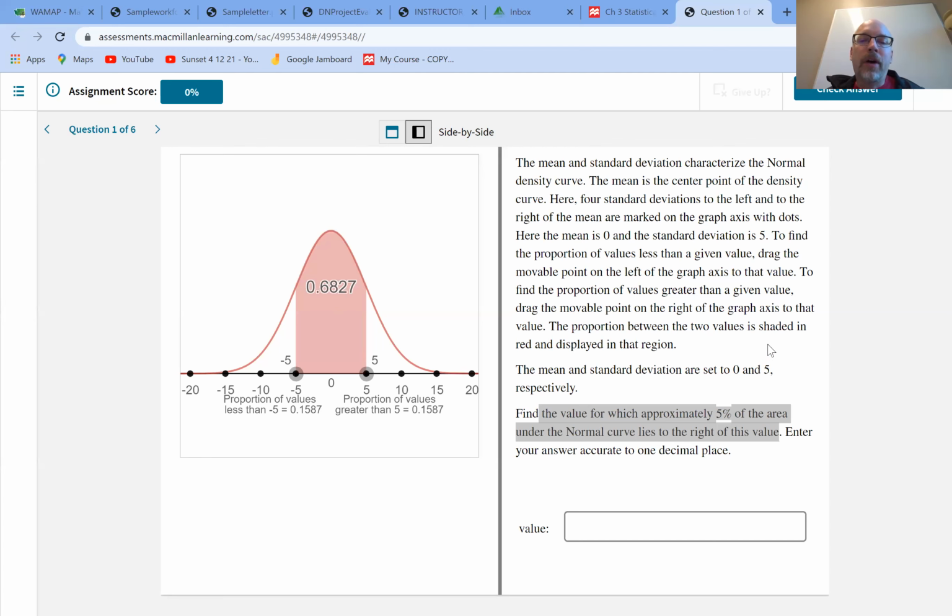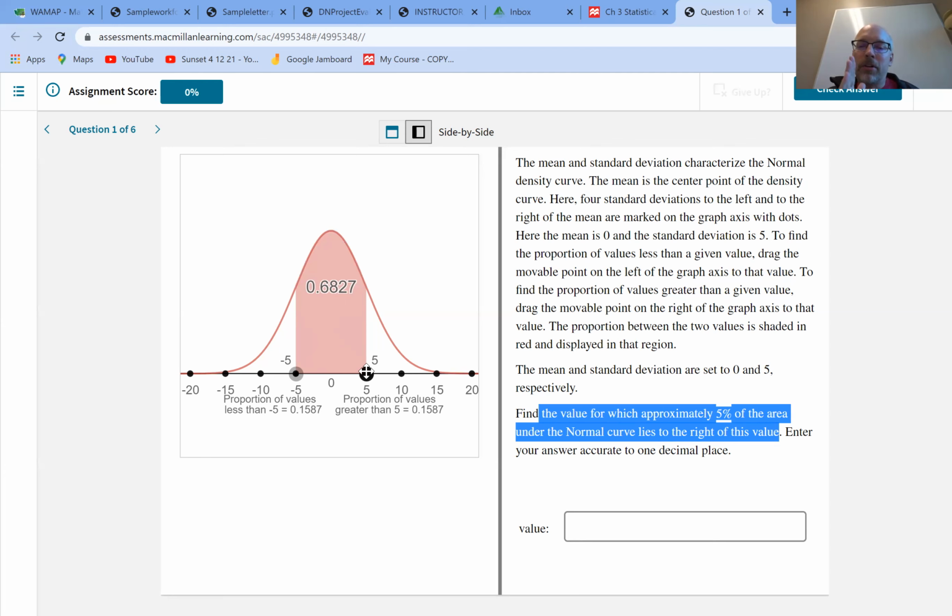All right, so we want to find the value for which approximately 5% of the area under the normal distribution lies to the right of this value. So what I'm looking at here is that between -5 and 5, it's telling me I'm getting 68% of our values in that range. And so we're trying to find the value for which 5% of the area under the normal curve lies to the right of that point.